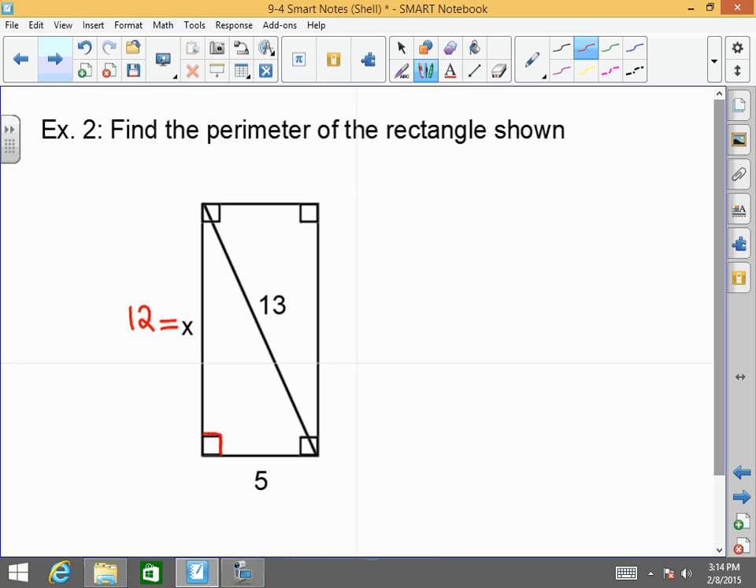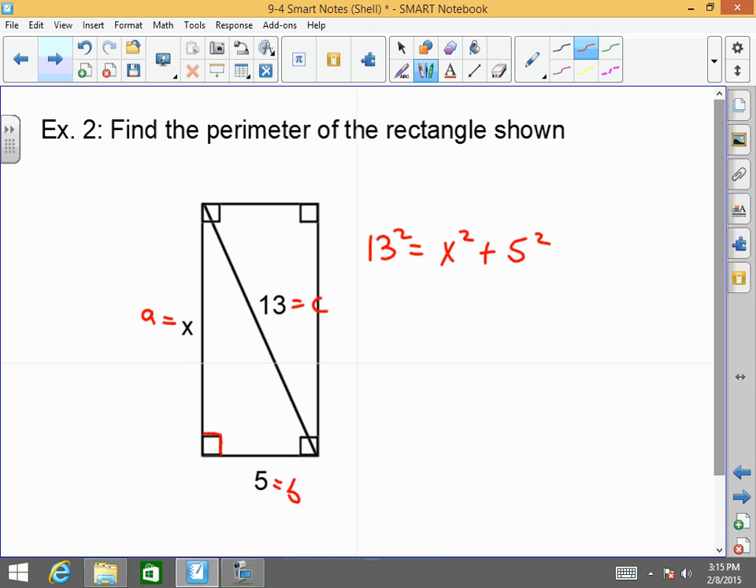But let's say that you don't see that, or that you don't recognize it as of yet, or you don't know your Pythagorean triples. Let's go ahead and label and solve for x the long way, properly. So let's go ahead and say that x equals a. Let's say that 5 is your b. Those are the legs. It really doesn't matter who you designate as a or b, but for sure 13 is c. So I have c squared equals a squared plus b squared.